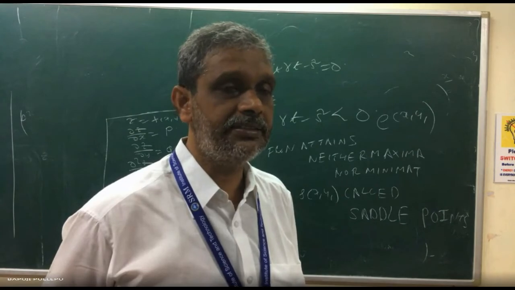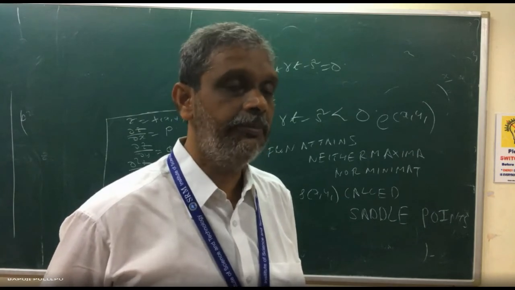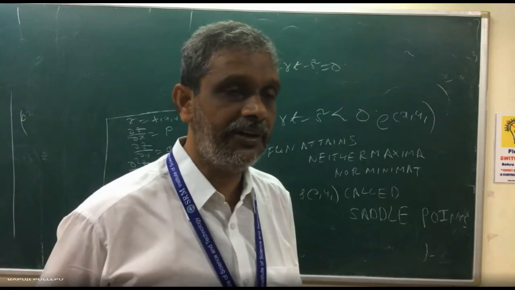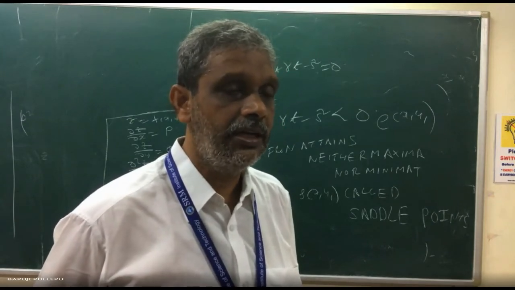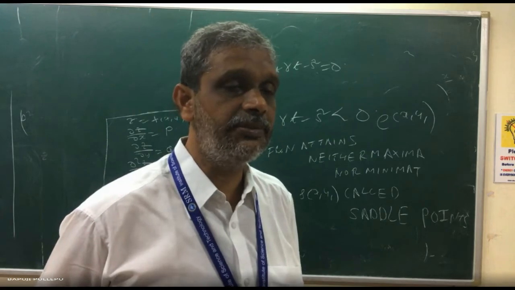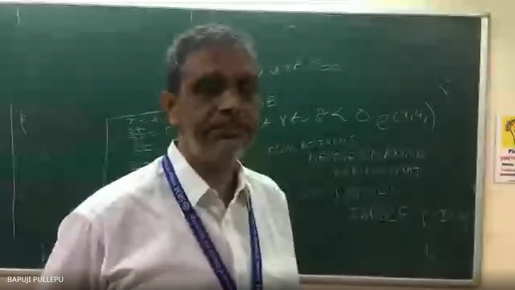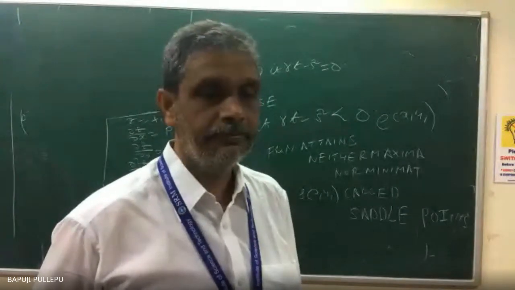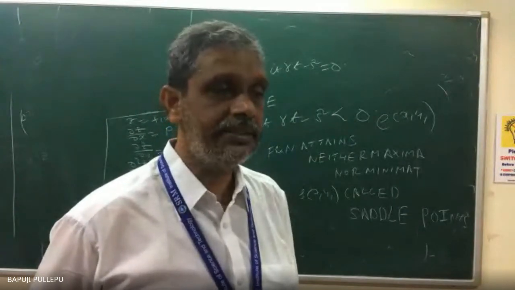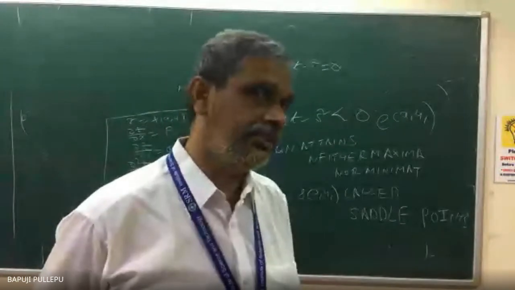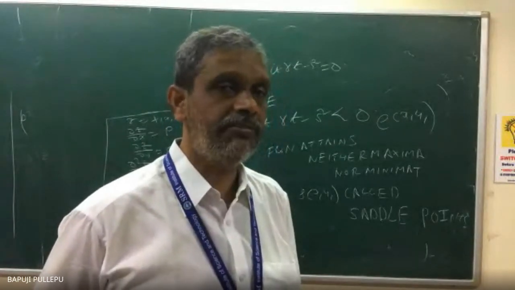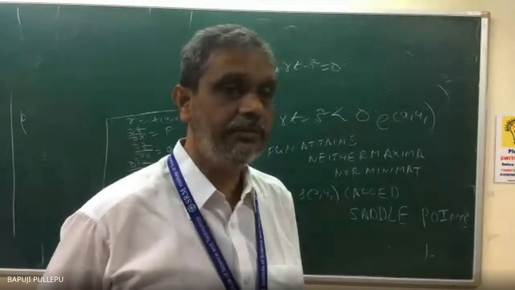If RT minus S square is greater than 0 at these points, my function attains either maxima or minima. Then if R is greater than 0, T is greater than 0, the function attains minimum at these points, meaning f of that point is minimum. Next case, RT minus S square is greater than 0, R is less than 0, T is less than 0, means my function attains maximum at x1, y1, f of x1, y1 is maximum.